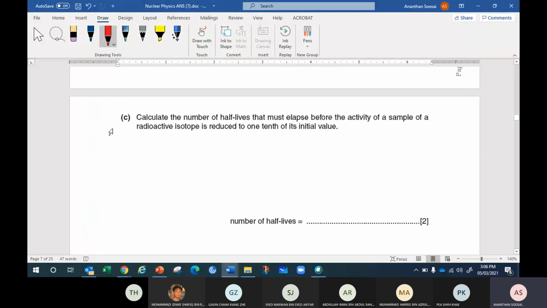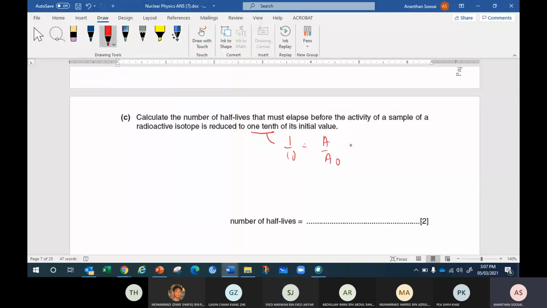Now we focus on C. Calculate the number of half-lives that must elapse before the activity of the sample of the radioactive isotope is reduced to 1/10 of its initial value. So 1/10 means A over A naught is 1/10, reduced to 1/10 of it. So they want how many half-lives?